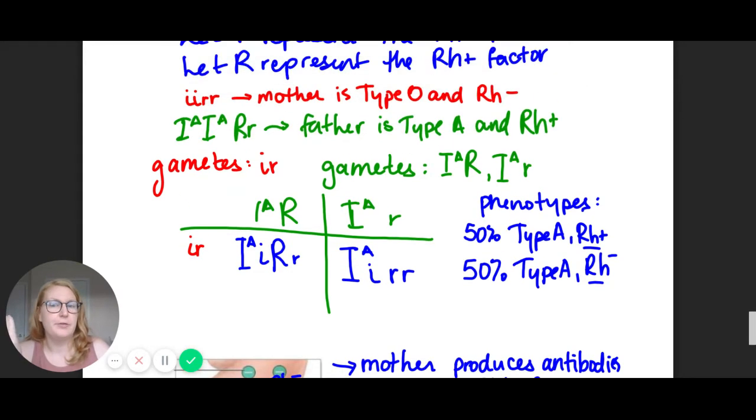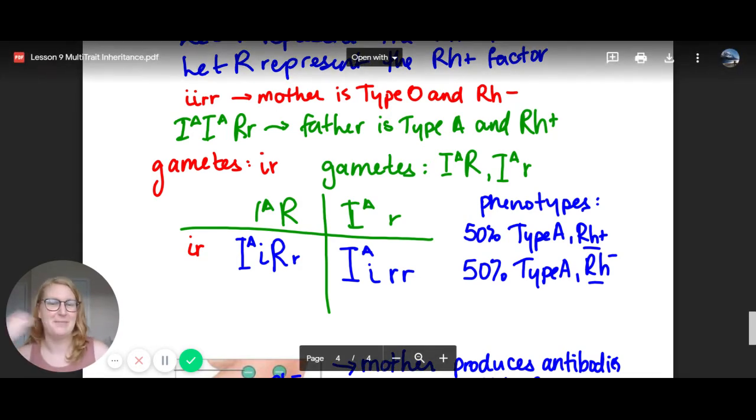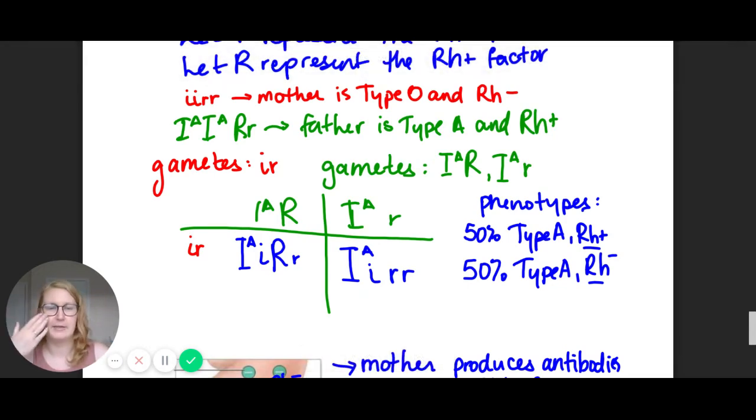And then I simply make my Punnett square. So just as before, there's no need for me to write it 16 times because in reality, I'm going to get this exact same outcome. So I'm making it much simpler for myself rather than writing this unnecessarily.